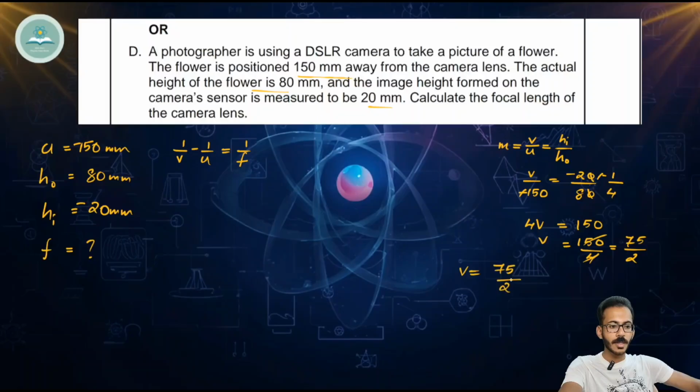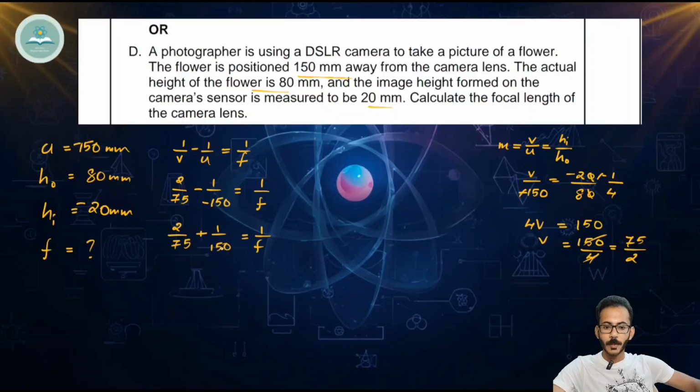I need not convert this to decimal because this is not the answer that they're asking for. This is a step that we are getting in between. Now I'll use this one here. So v is 75 by 2. So 1 by v is 2 by 75 minus 1 by u. U value is minus 150, so minus 1 by minus 150 is equal to 1 by f. Now 2 into minus 150. See, minus and minus will become plus. So this is 2 by 75 plus 1 by 150 is equal to 1 by f.